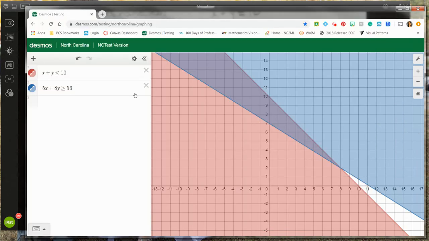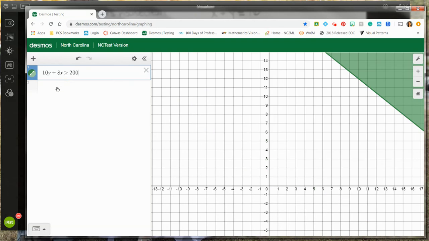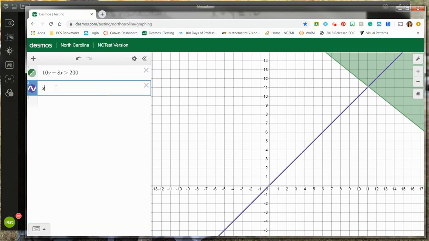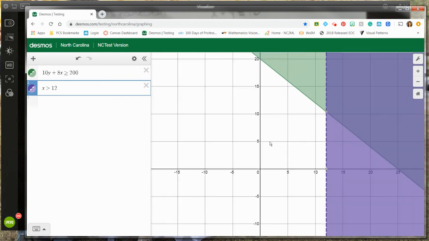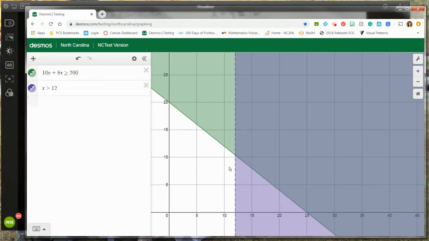So if we go back here to Desmos, I'm going to get rid of those 2 from question 1. We've got 10Y plus 8X has to be greater than or equal to 200. And then X has to be greater than 12. I'm going to zoom out here a little bit. So now I have a vertical line and a sloped, slanted line.